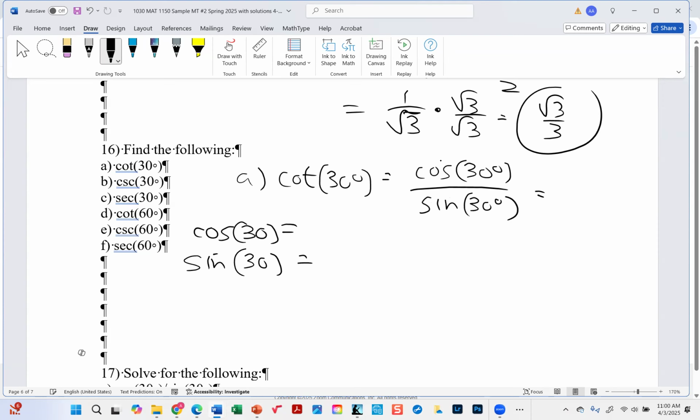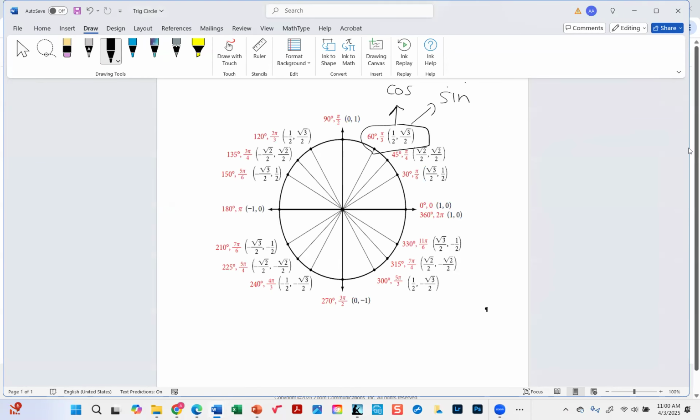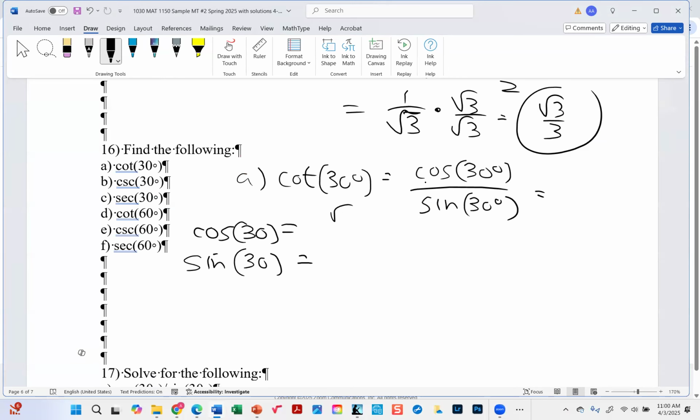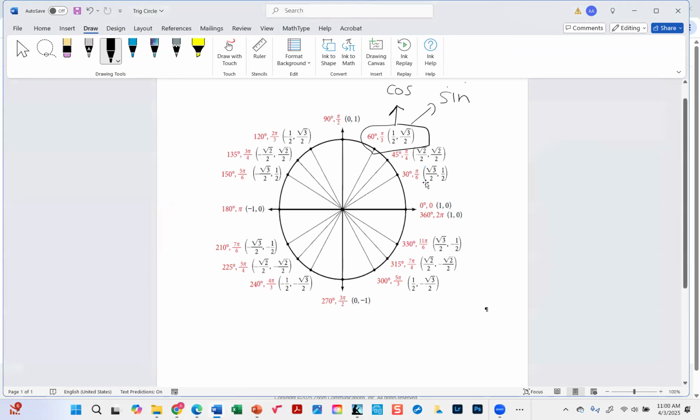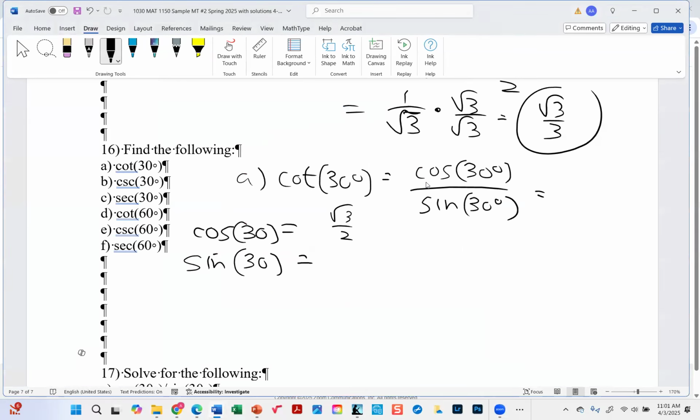So let's go find 30 degrees, which is this one. The first coordinate is the cosine, of course. The second is the sine. So that means the cosine is radical 3 over 2. The sine is 1/2. So the ratio is radical 3 over 2 over 1/2. And that was just fairly simple. It's just radical 3. Right? We don't have to do anything else with it.